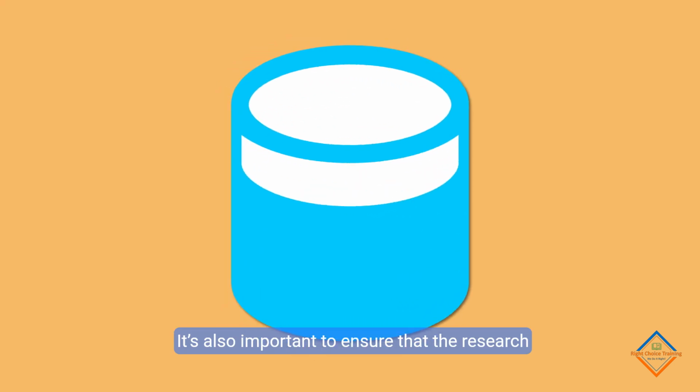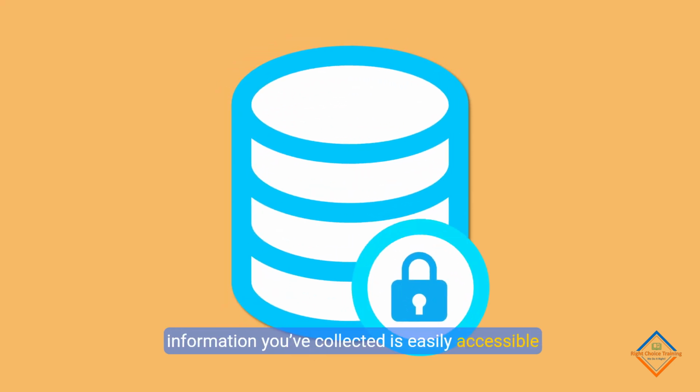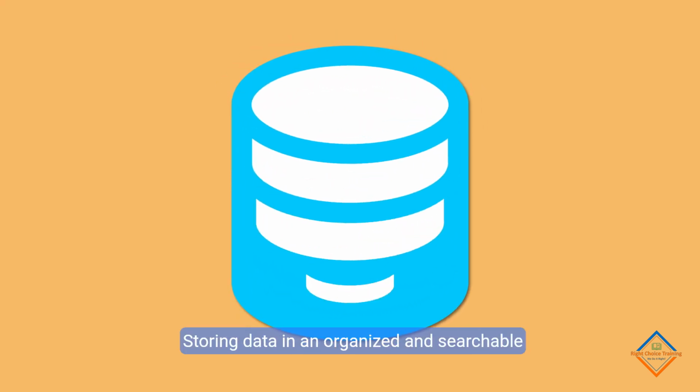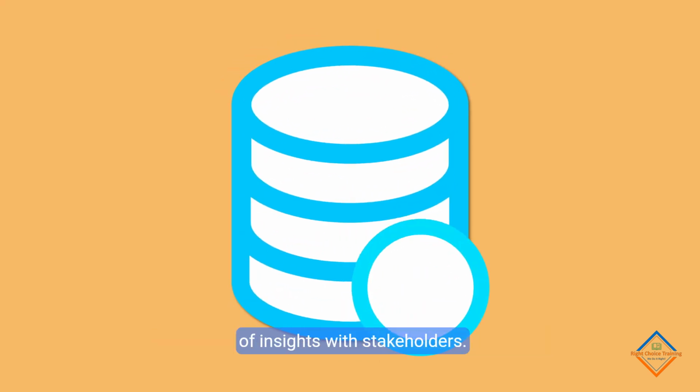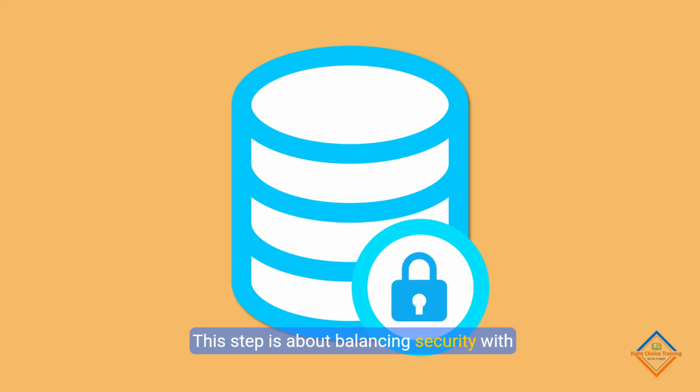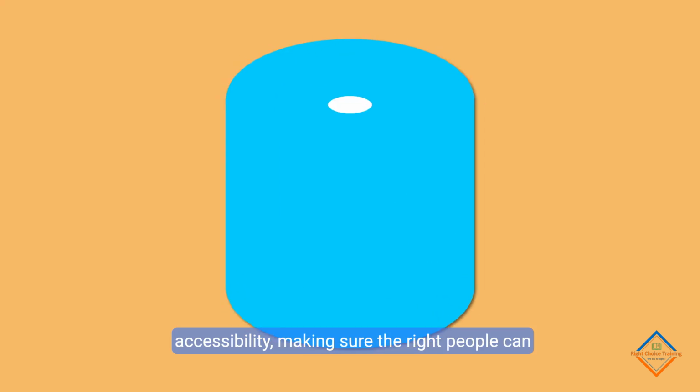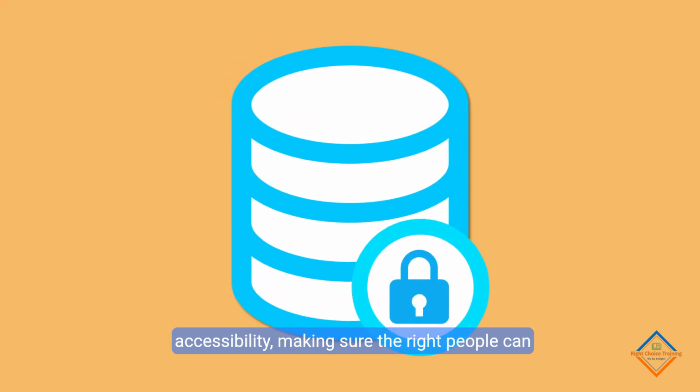It's also important to ensure that the research information you've collected is easily accessible for analysis and distribution. Storing data in an organized and searchable format can streamline future reporting and sharing of insights with stakeholders. This step is about balancing security with accessibility, making sure the right people can access the right data without compromising security.